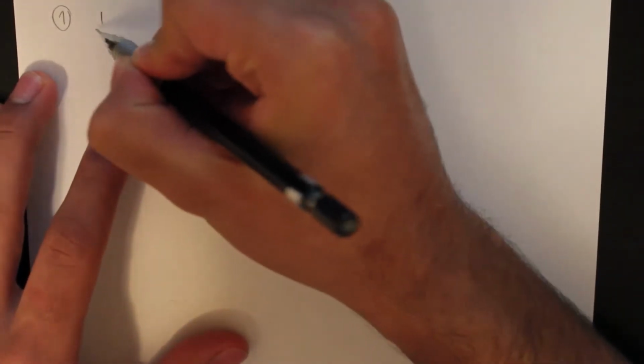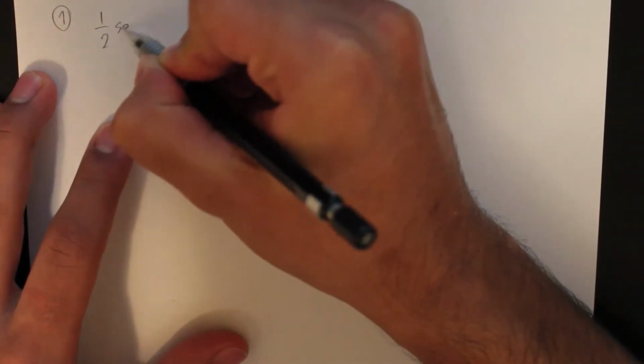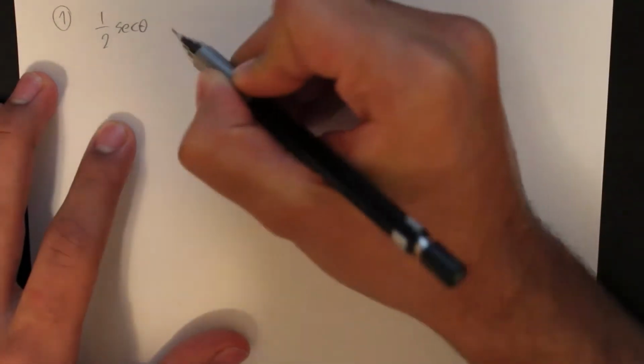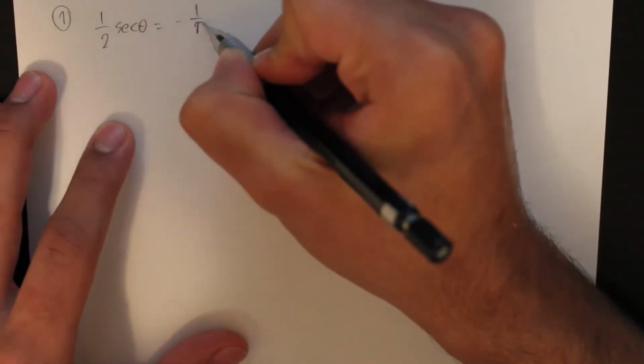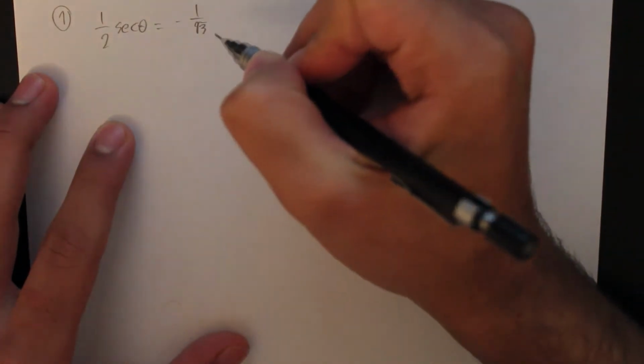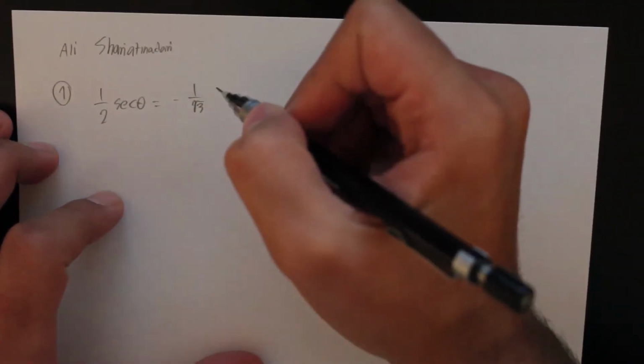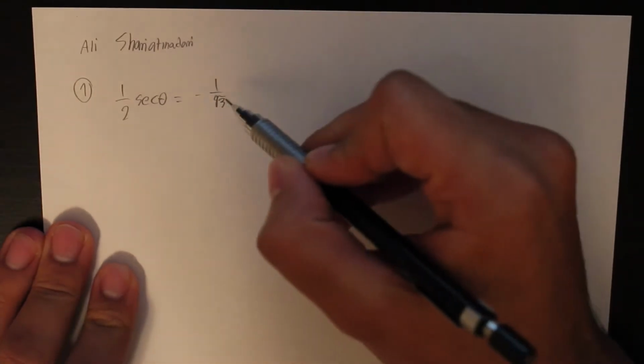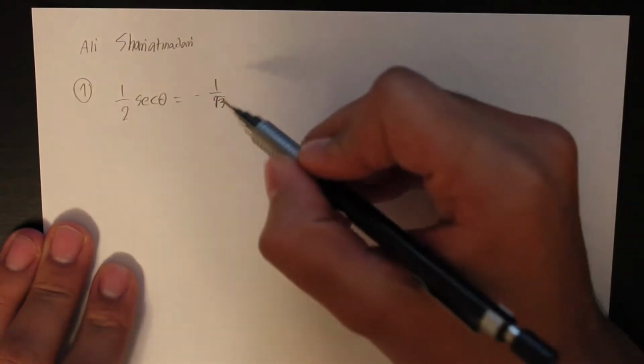So what we can start by doing is first simplify it. So for question 1 here, 1 over 2 secant theta equals negative 1 over square root 3. Sorry, I couldn't read the negative, I was looking through the camera. Let me just adjust. 1 over 2 secant theta equals negative 1 over square root 3.